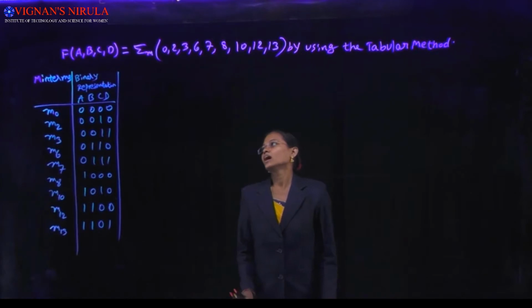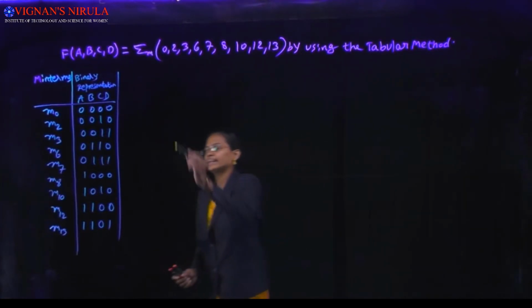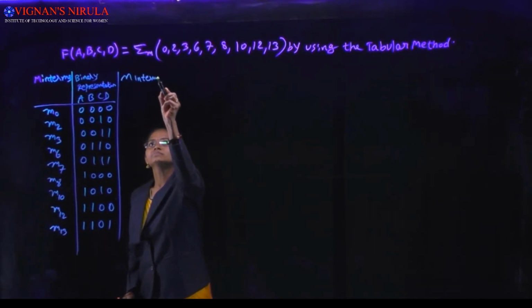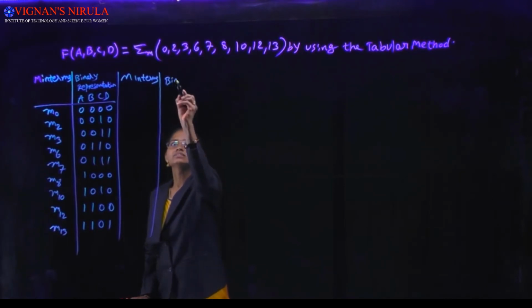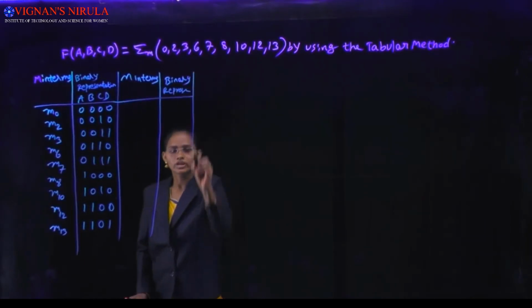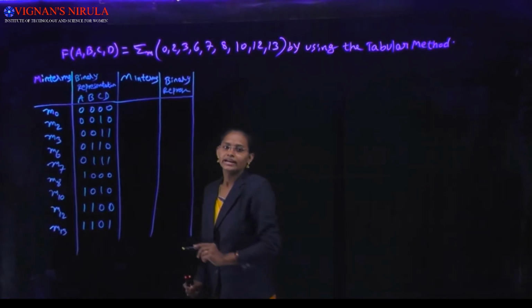And next write down the min terms and binary representation. And next column is also min terms and binary representation. And second step is comparing the number of ones.